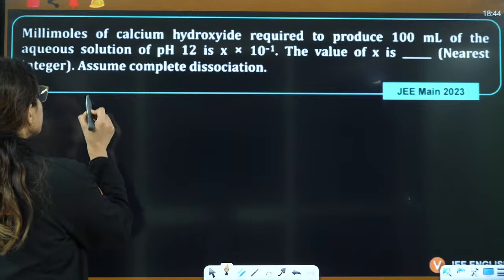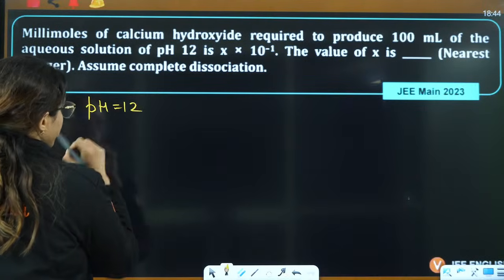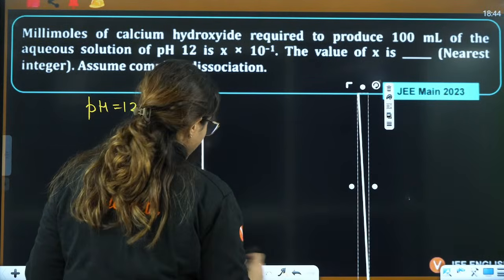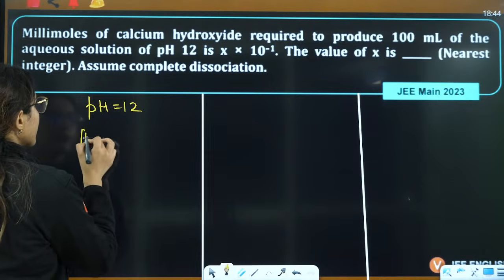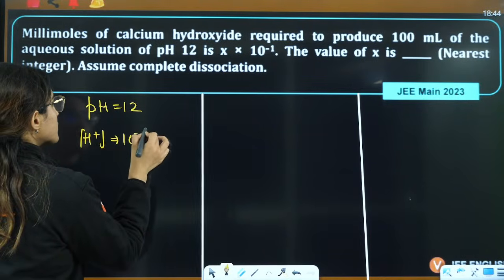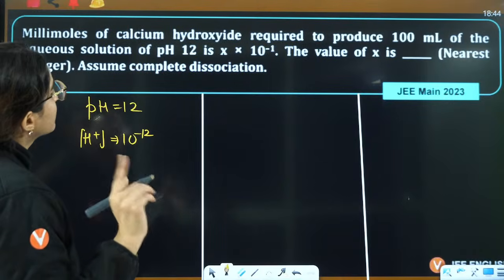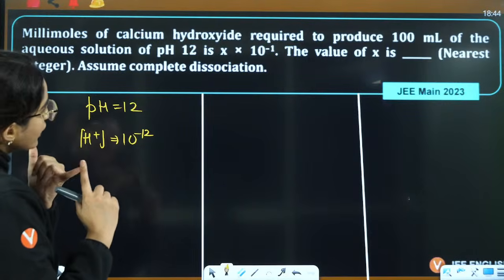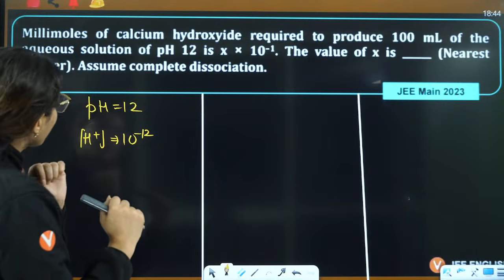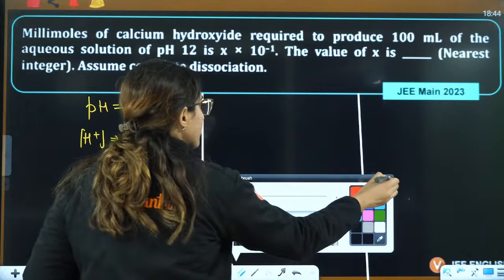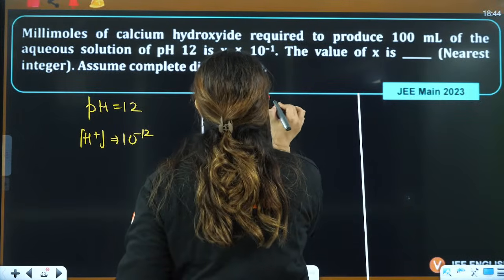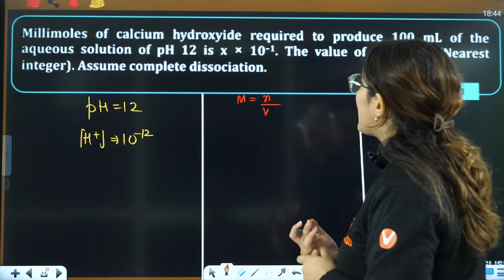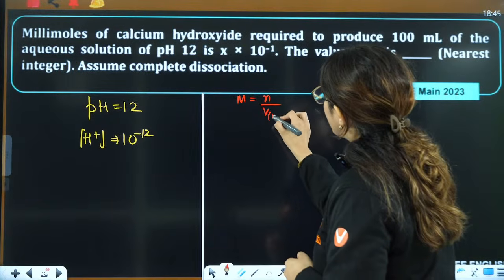Okay. Now see, pH is given to be 12, right? I'll just divide it into 3 parts. pH is given to be 12. That means H positive concentration is 10 raised to power minus 12, right? That is given to you. Concentration you know, that means molarity you know, volume you know, so number of moles you can calculate. What is the value of number of moles? Molarity is equal to number of moles divided by volume. See, if you want to calculate the millimoles, then this will be in milliliters.